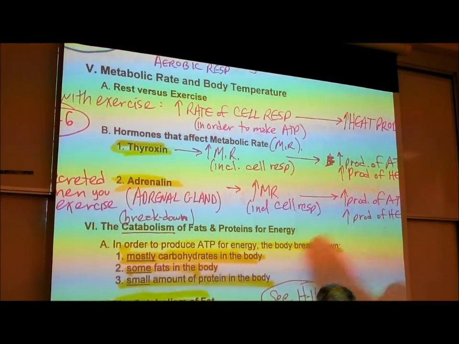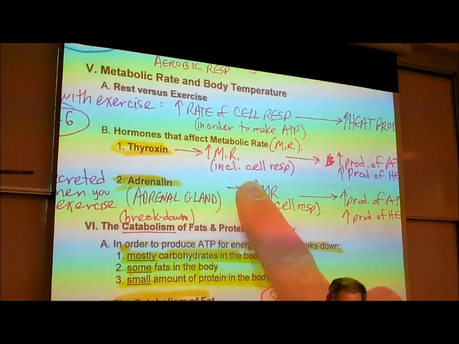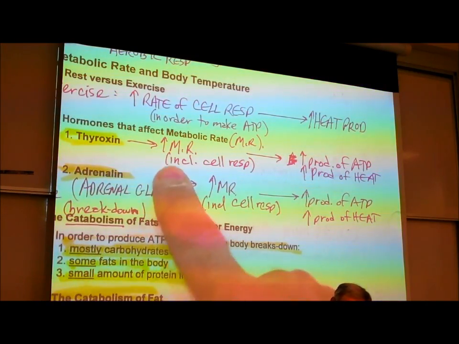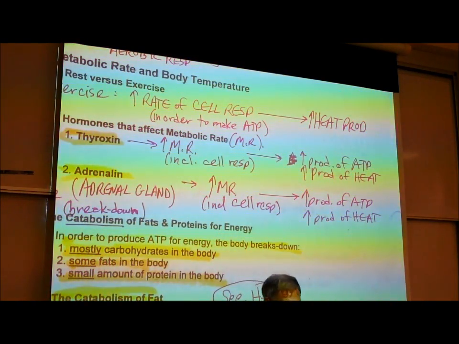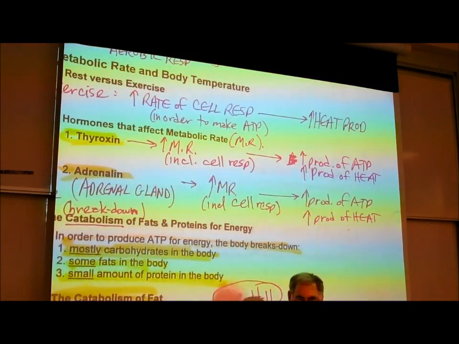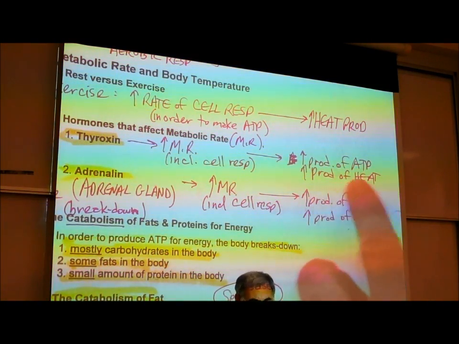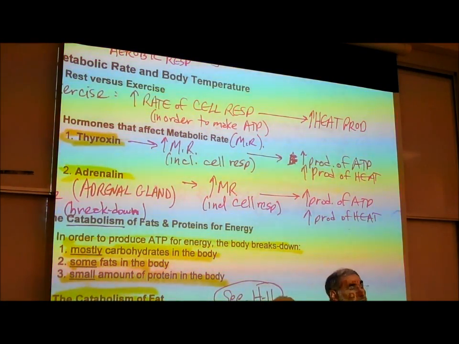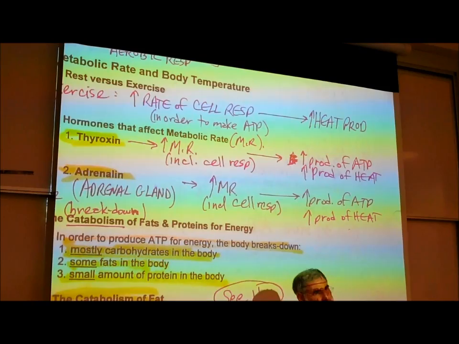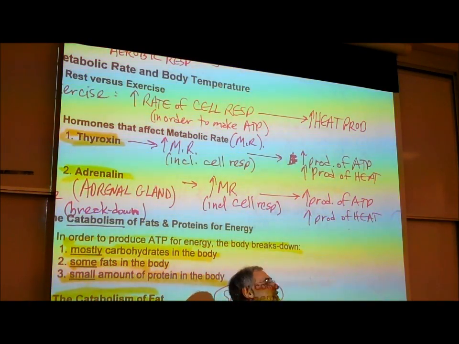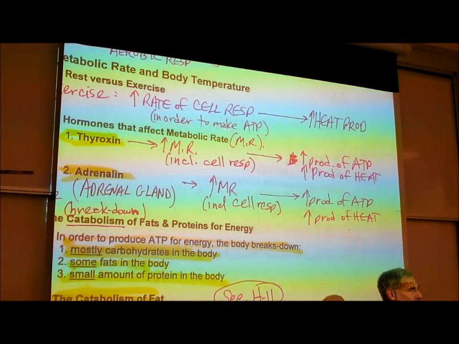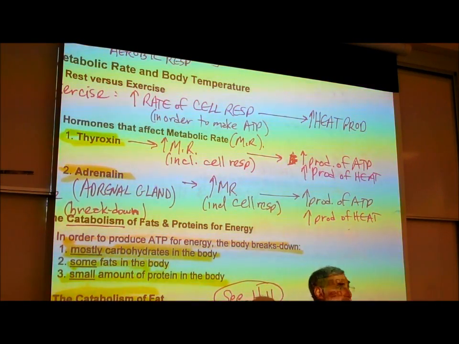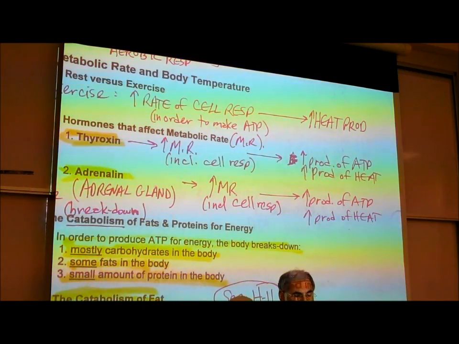All right? So, thyroxine also speeds up cellular respiration. So, the higher your thyroxine hormone levels are, the faster the rate of cellular respiration, and the faster the production of ATP, and also the production of heat. So this means that people who have hyperthyroidism, excessive amounts, have a very rapid, abnormally rapid rate of cellular respiration. They generate a lot of energy, but they also generate a lot of heat. They're very hot.